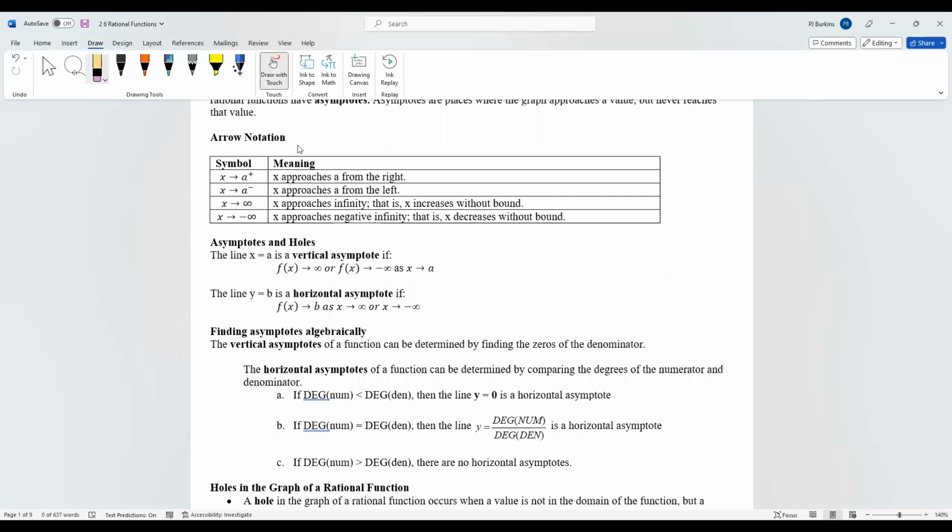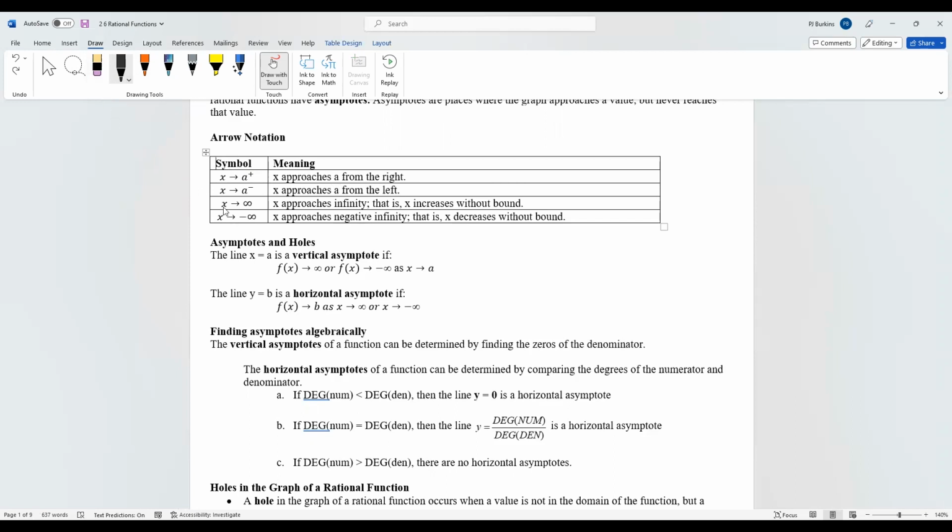Right, next, we have this arrow notation, and the key here realistically is that the arrow just means approaches. And you might get tired of hearing me say this, but this is something you're going to use quite often in calculus. So when you get to calculus, you'll talk about limits that use this arrow notation. But for right now, the arrow means approaches. The plus sign means from the right, and the minus sign there means from the left. Okay? So keep that in mind.